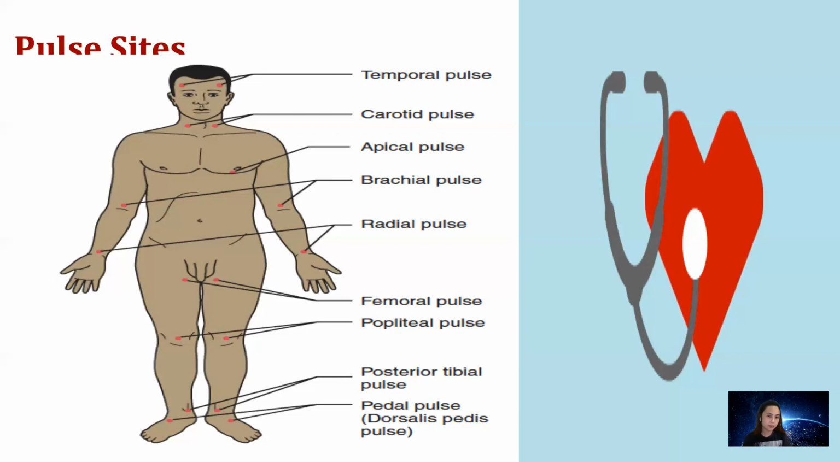Pag sinabi mo namang apical pulse, yan yung natatagpuan sa puso. Brachial pulse is yung dito. Brachial pulse sa bata, yan yung ginagamit nila pang check ng pulse. Kung ang patient mo na bata, infant, ay nagkaroon ng cardiac arrest, they will check not on carotid pulse, but they will check on the brachial pulse. Okay? So, brachial pulse.